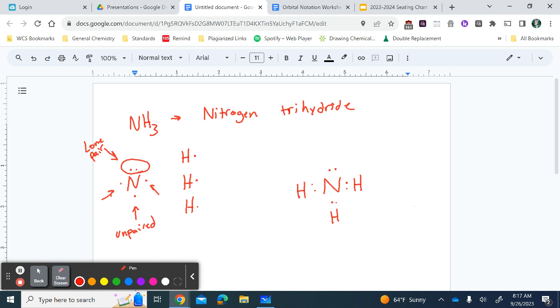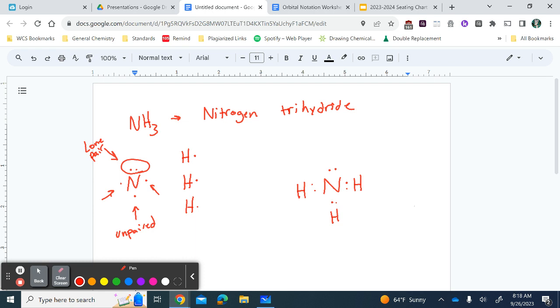So if we're looking at this compound now, nitrogen has 8 total valence electrons. Hydrogen has a total of 2 valence electrons in each location, and hydrogen wants to satisfy that with only 2. Remember, it's an exception to the rule. Nitrogen has its 8, so it's going to be happy.